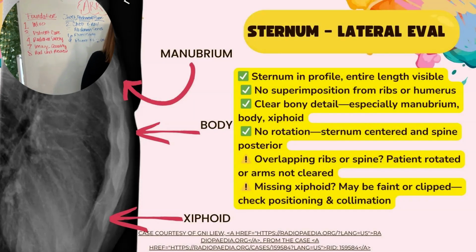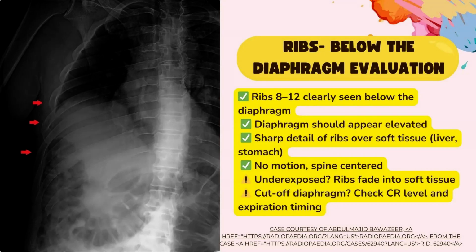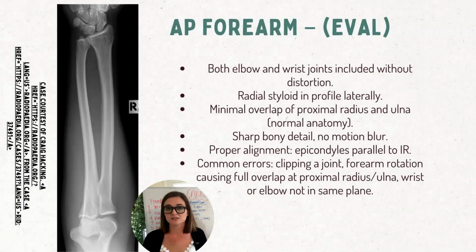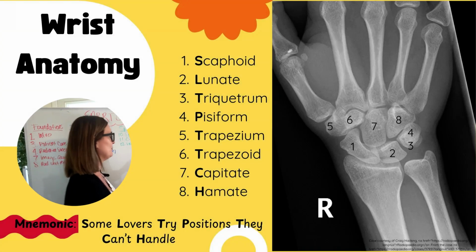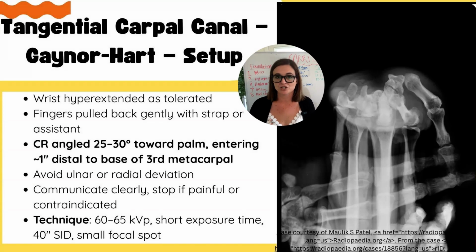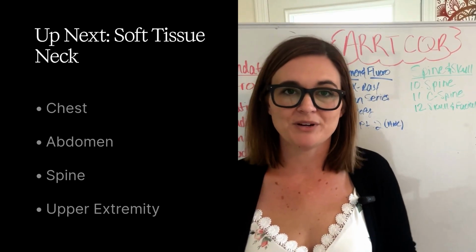Then we moved on to the sternum, SC joints, and ribs. We looked at above and below the diaphragm. Next came the humerus and elbow, laterals and obliques. After the humerus and elbow, we covered the hand and wrist. We looked at fingers, thumb, PA, obliques, laterals, and special wrist projections. And that brings us right up to where we are today.